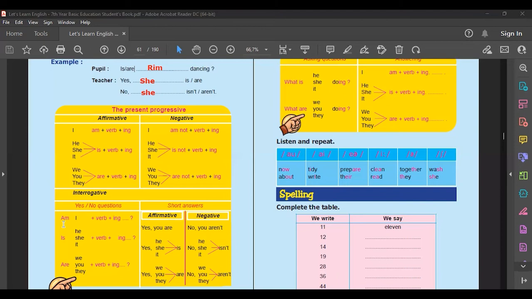Now, if we have an affirmative answer or a negative answer. So, affirmative yes, negative no. For example, we have yes, you are, or yes, he is, or yes, they are. In the negation, we say aren't and isn't. For example, is Ahmed reading a book? Is Ahmed reading a book? Yes, he is, or no, he isn't.